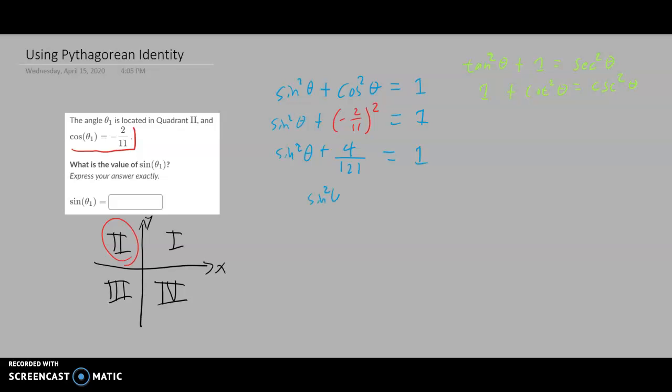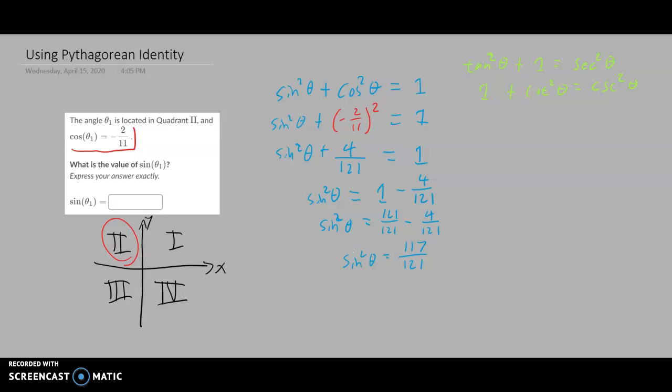So sine squared of theta is equal to 1 minus, so I'm going to subtract 4 over 121 from both sides in order to get sine by itself. So sine squared of theta is going to be, and the way that I normally do this is I think of 1 as 121 over 121 to get my common denominators. It's impossible to subtract those fractions unless I have common denominators. And so now 121 minus 4 should give me 117. So sine squared of theta is equal to 117 over 121.